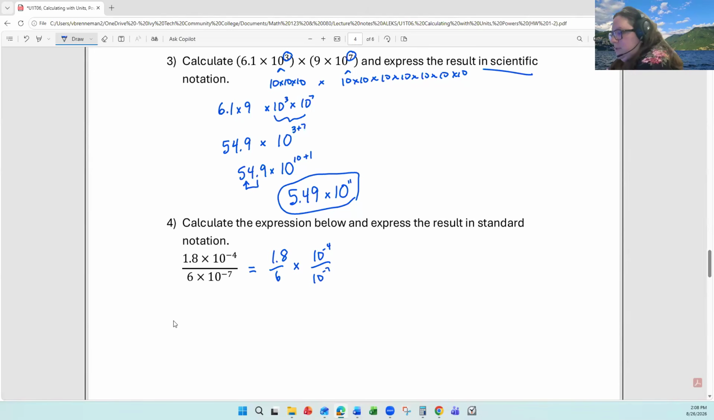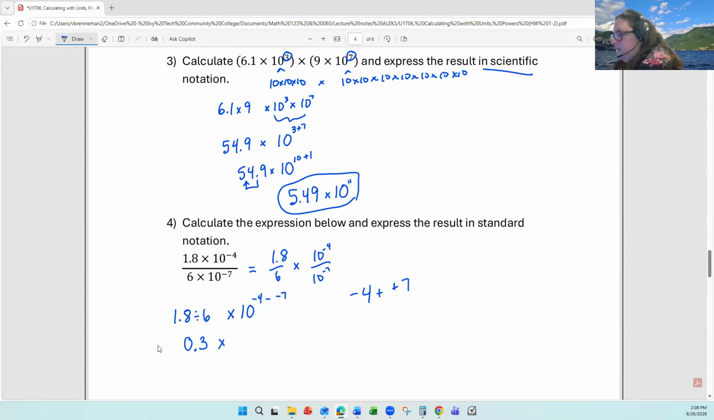You just need to know you do the number division as division. And then for the powers of 10, you subtract. You take the top power minus the bottom power. Again, the negative 7 isn't the minus. We're subtracting whatever the bottom power is. It happens to be negative 7. So we have minus negative 7. 1.8 divided by 6 is 0.3. And then negative 4 minus negative 7.